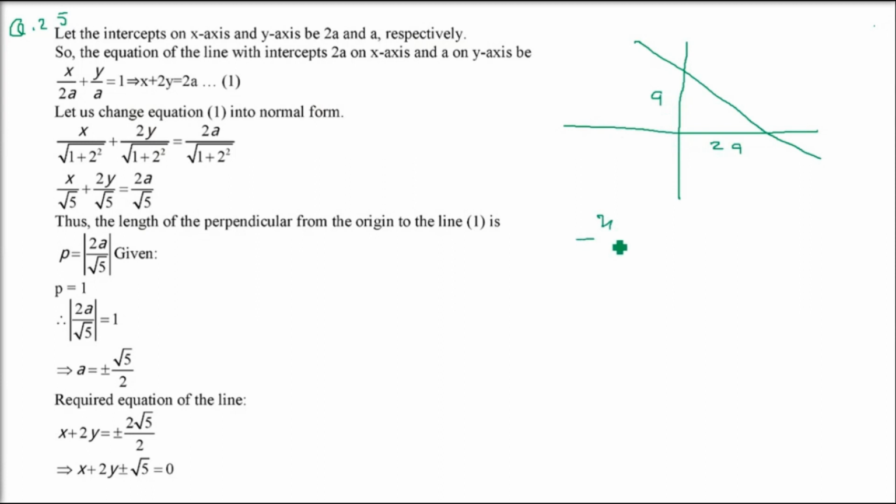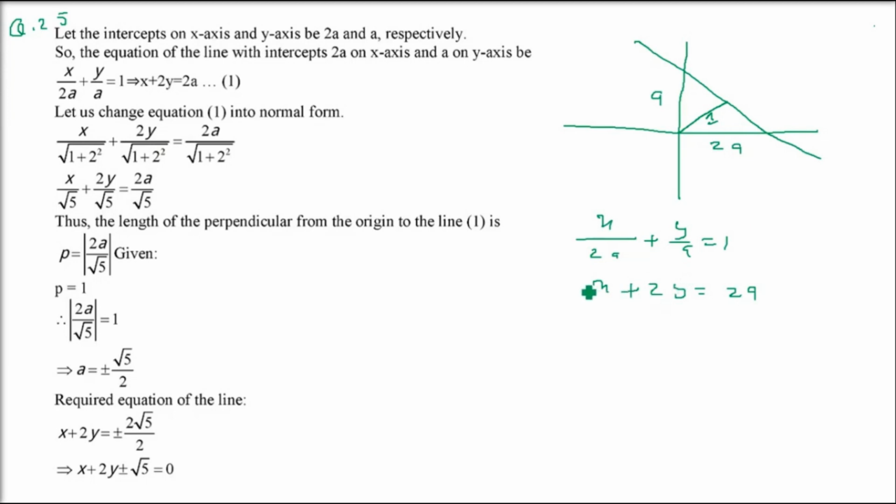So the equation will be x by 2a plus y by a equals 1. Multiply both sides by 2a, you get x plus 2y equals 2a. So this is your equation. Now we need to convert it into normal form because this distance p is given. P distance from the origin is given, which is 1. So how to convert this to normal form?